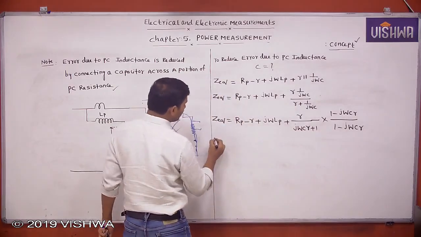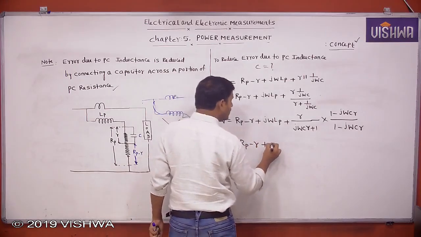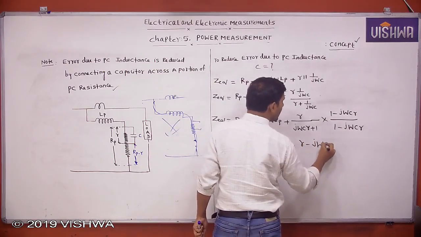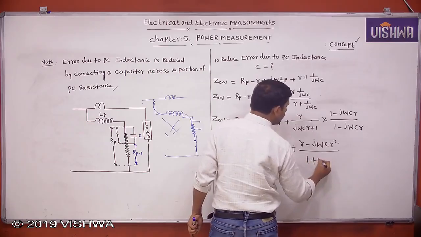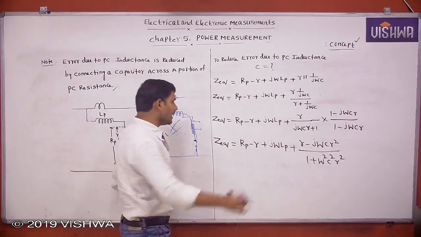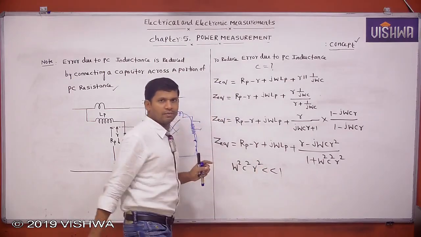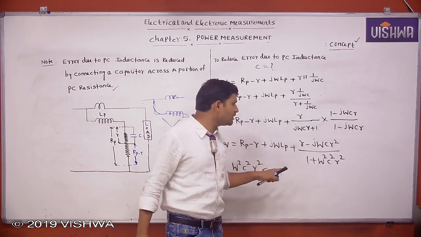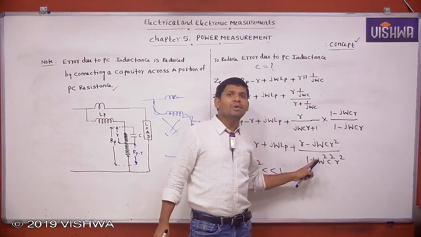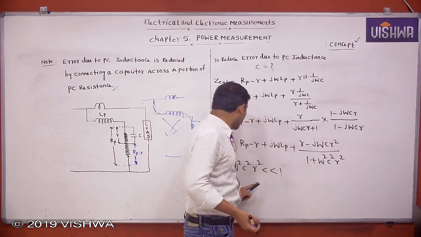Then Z equivalent equals Rp minus R plus j omega Lp plus R minus j omega C R square, divided by 1 plus omega square C square R square. Now in this case, omega square C square R square is very much less than 1. Why? Whatever capacitance we use is practically in picofarads, and C square gives a very small value. That's why I am neglecting this.